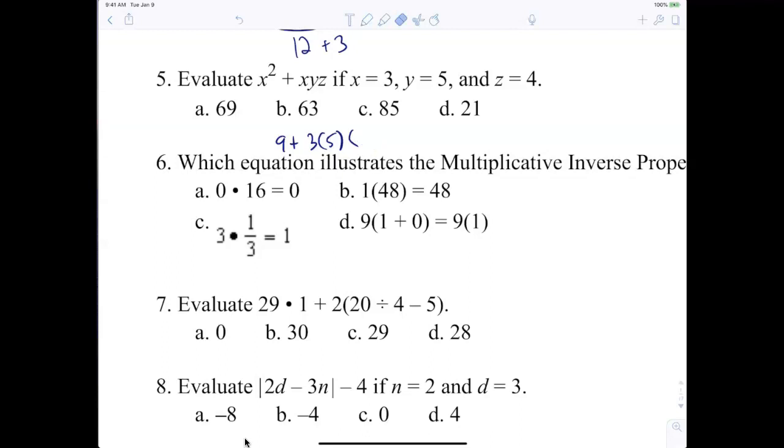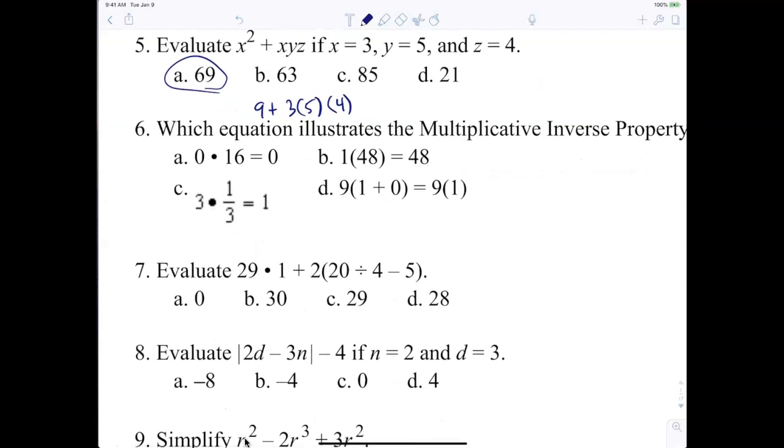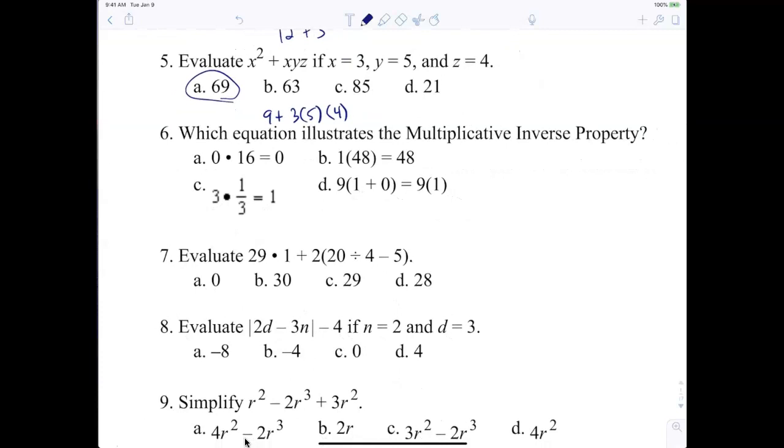3 times 5 times 4. So 5 times 4 is 20. 20 times 3 is 60. 60 plus 9, 69. Easy as that. The multiplicative inverse, remember inverse means canceling out. Alright, so what two things multiplied cancel out? And so 3 times 1/3 cancels out.